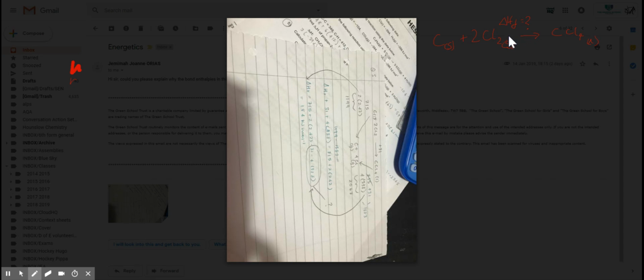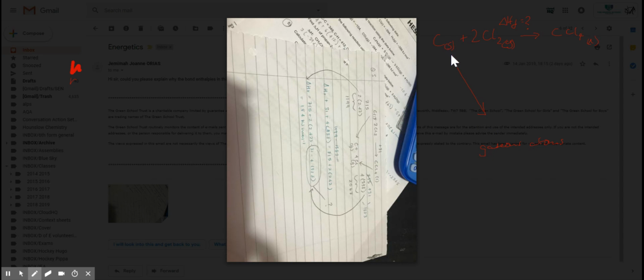What do we know? Well, we really want atoms at the bottom. So we want to make these reactants, the carbon and the chlorine, into atoms. So let's draw a line from the standard states into gaseous atoms. All right, so that's what we want. We want gaseous atoms at the bottom.